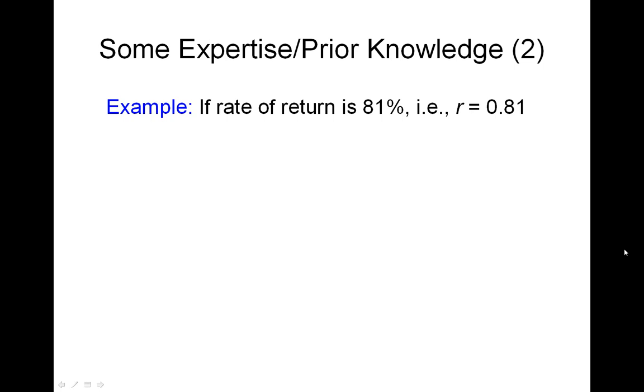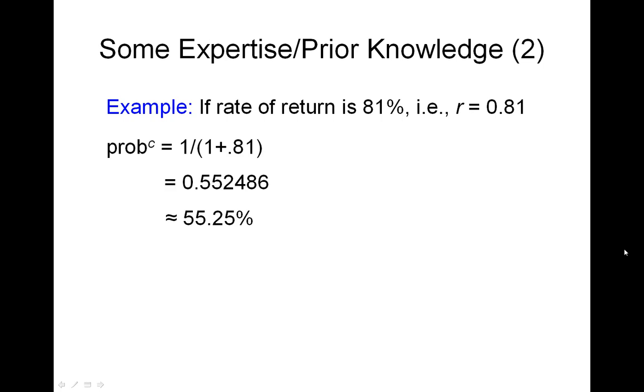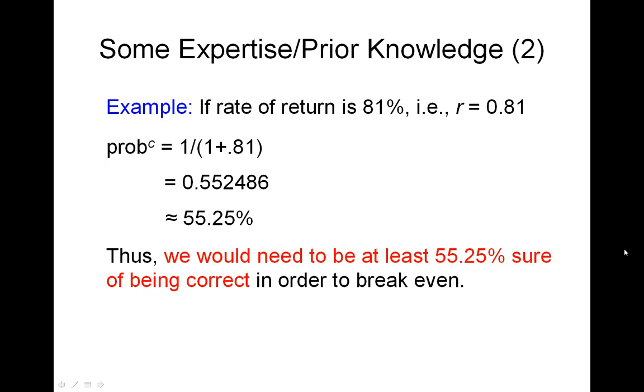Let's say the rate of return is 81%. That is to say that R is 0.81. That means that in order to break even, we need to be correct 55.25% of the time. Very clearly, we need to be sure that we would be right more often than we would be wrong. 55.25% to be specific, in order to break even, mind you.